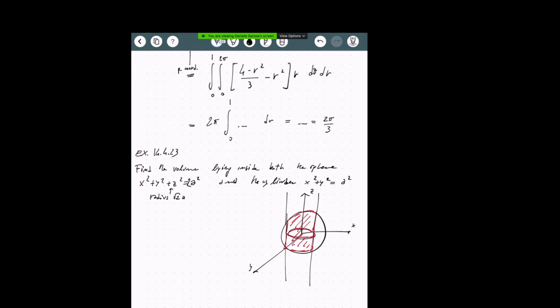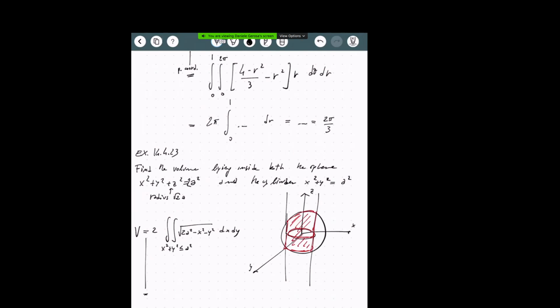All right, so let's see what we get. Our volume is symmetric with respect to the xy plane, so I can write 2 times the integral over the usual domain, the disk, of the sphere function, which is the square root of 2a squared minus x squared minus y squared, in dx dy. We have to solve this integral.